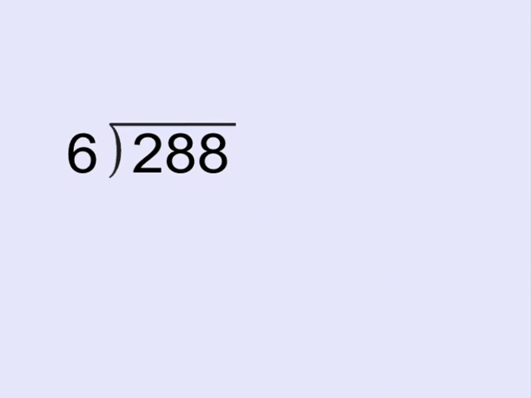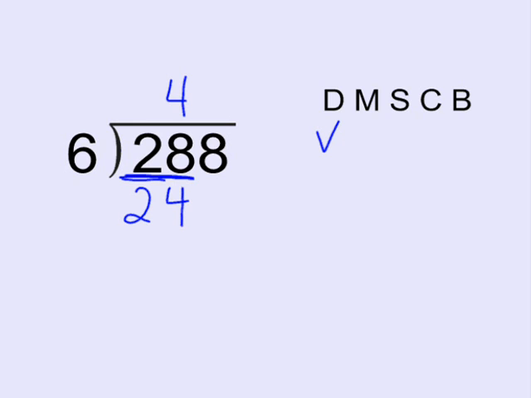Let's take a look at another problem. 288 divided by 6. First thing is my checklist. Divide, multiply, subtract, check, and bring down. 288 divided by 6. Well, 6 cannot go into 2, so I have to think, how many times can 6 go into 28? 6 can go into 28 4 times. 4 times 6 is 24. I'm going to subtract, and 8 minus 4 is 4. 2 minus 2 is 0.